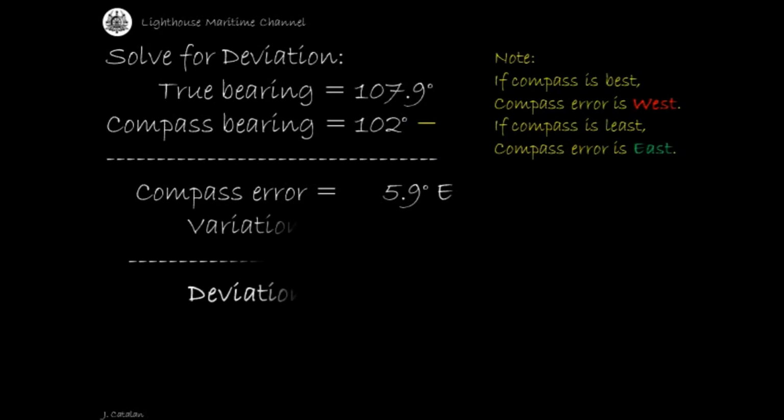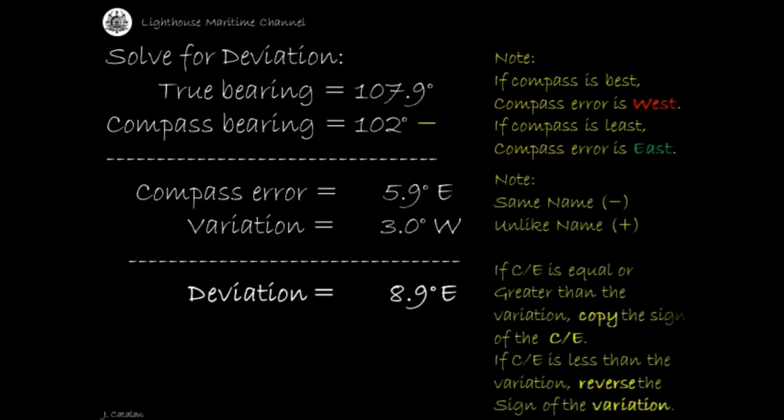Let us continue our study. Add the variation, which is equal to 3.0 degrees west, to the compass error. The result is the deviation, which is equal to 8.9 degrees east. Note: same name, subtract; unlike name, add. To name the deviation: if compass error is equal or greater than the variation, copy the sign of the compass error. If compass error is less than the variation, reverse the sign of the variation.